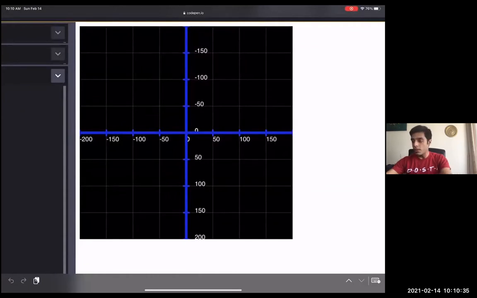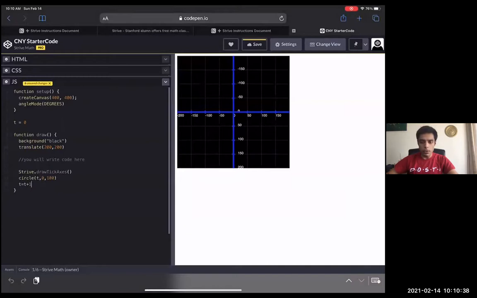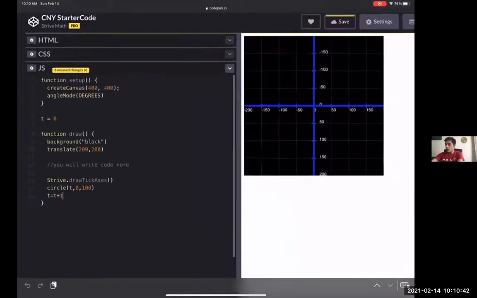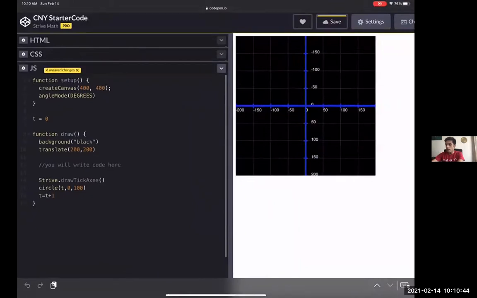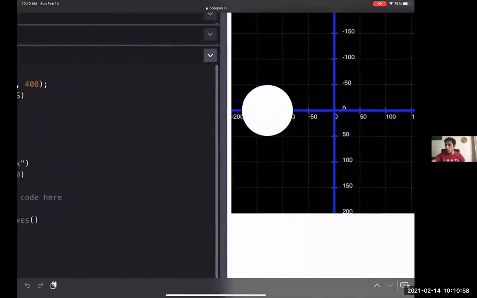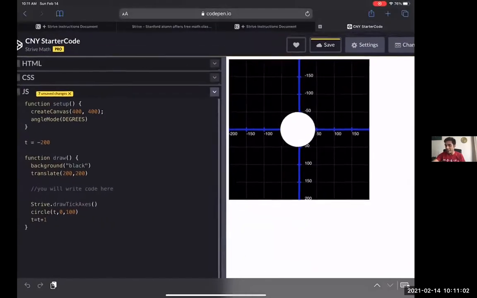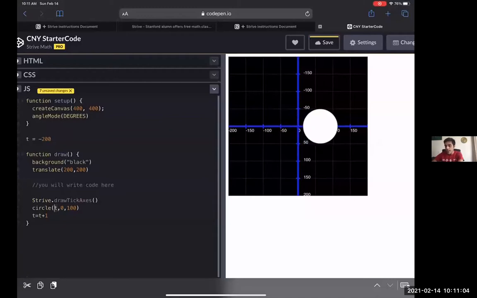I'll show you a couple of things that we can do from here. Instead of having my t start at 0, I will have it start at -200. Pay attention to the words I'm using: start. So I will have it start at -200. Now the circle is starting at -200x, and it's moving to the right. This is my x value. We know in circle, this is my x value.